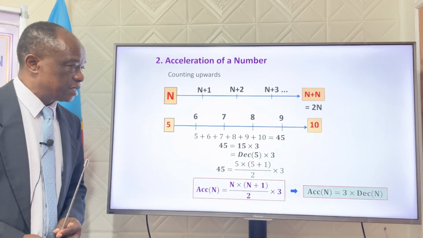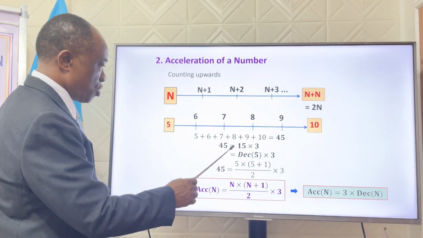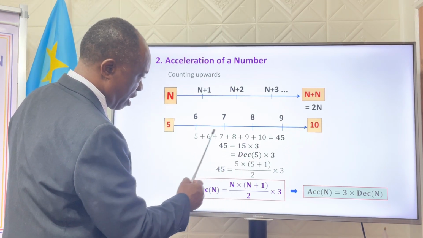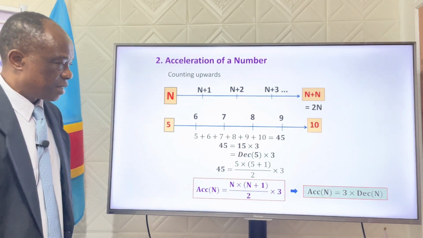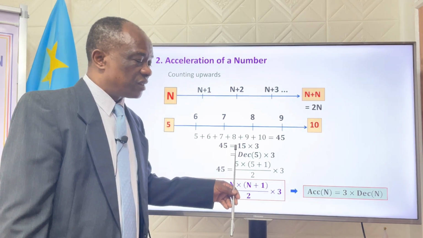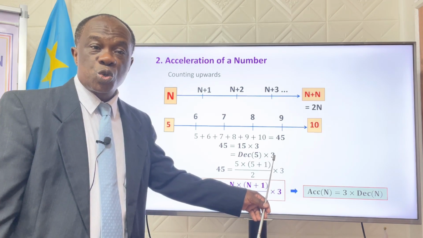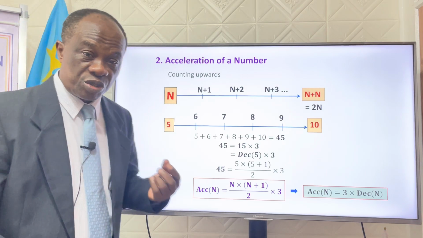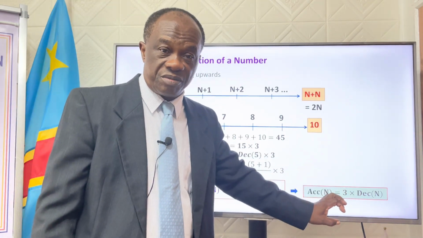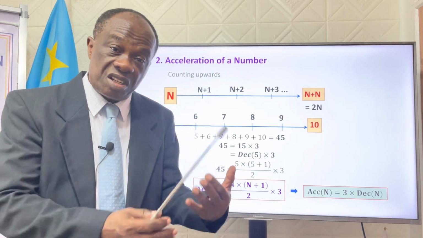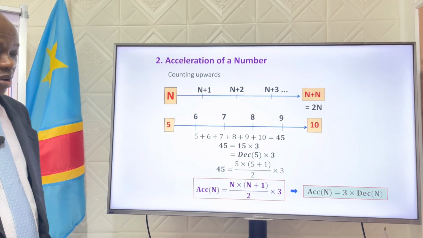Now, we have to calculate it and see how we can formulate this. We sum up all the values and we see that the total is 45. 45 is 15 times 3. It means deceleration of 5 times 3. So every time the deceleration is 3 times less than the acceleration. Acceleration is 3 times more than the deceleration, in other terms.